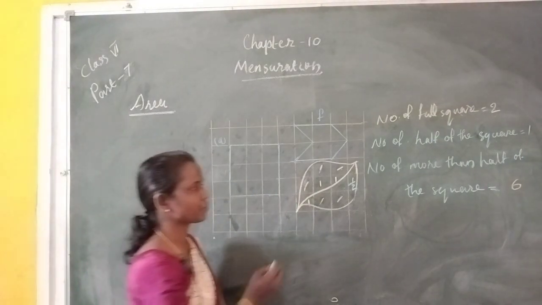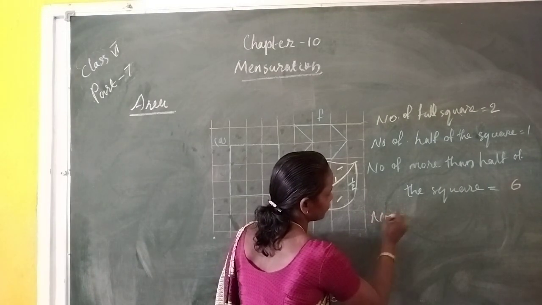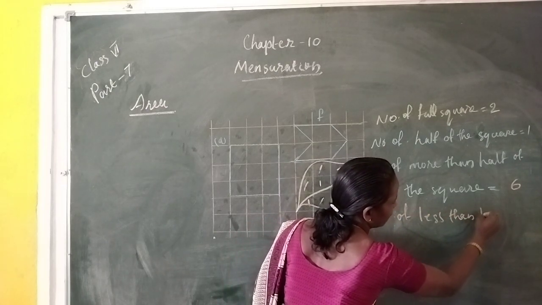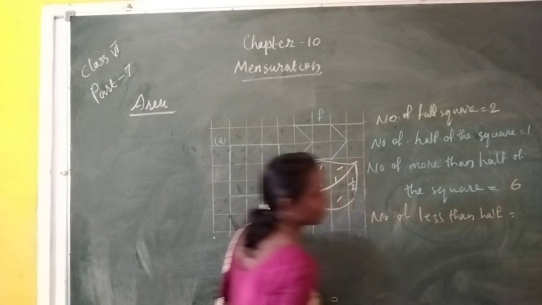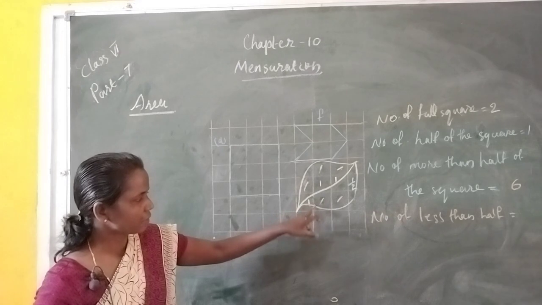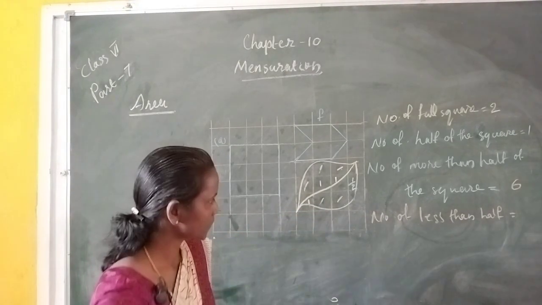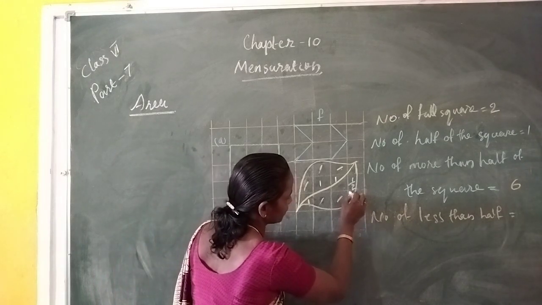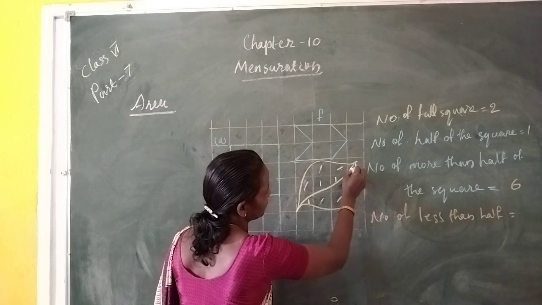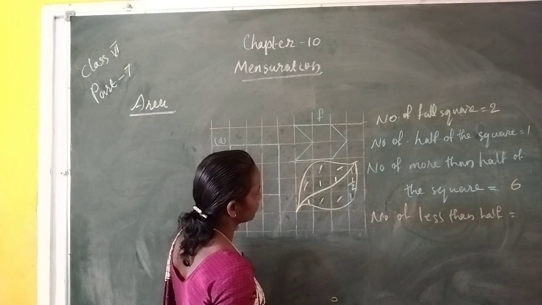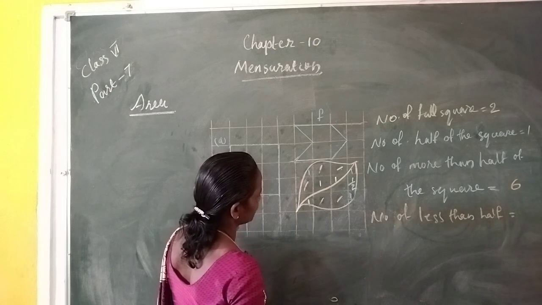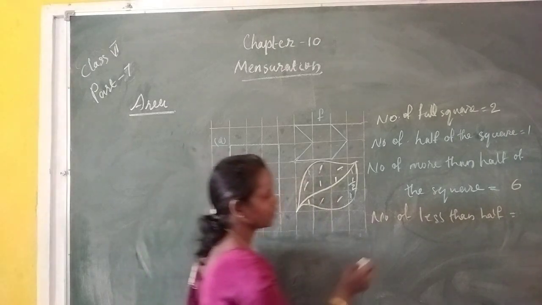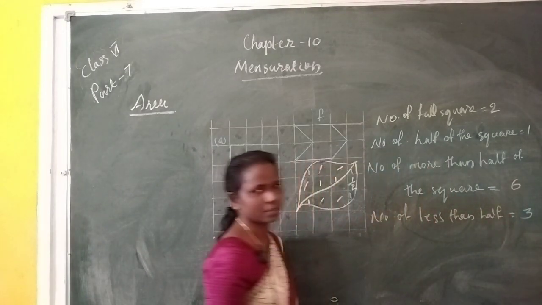Then next, the number of less than half. How many squares less than half can you see here? Look, this is less than half, this is also less than half, and this is less than half. How many less than half? 1, 2, 3. 3 are less than half.